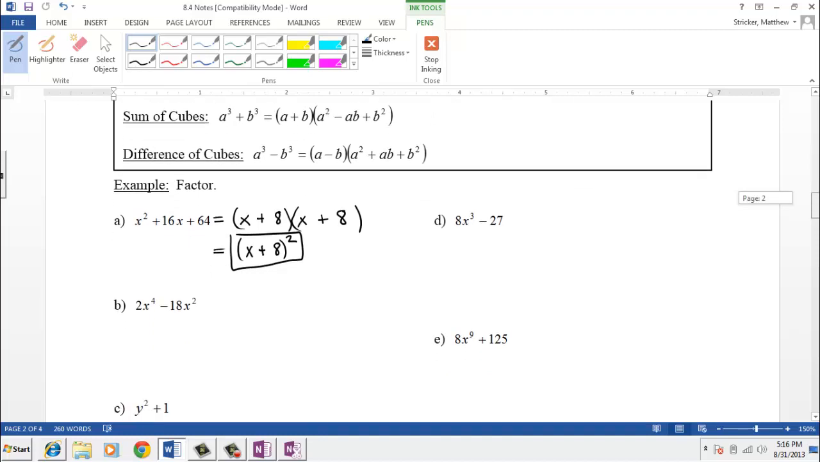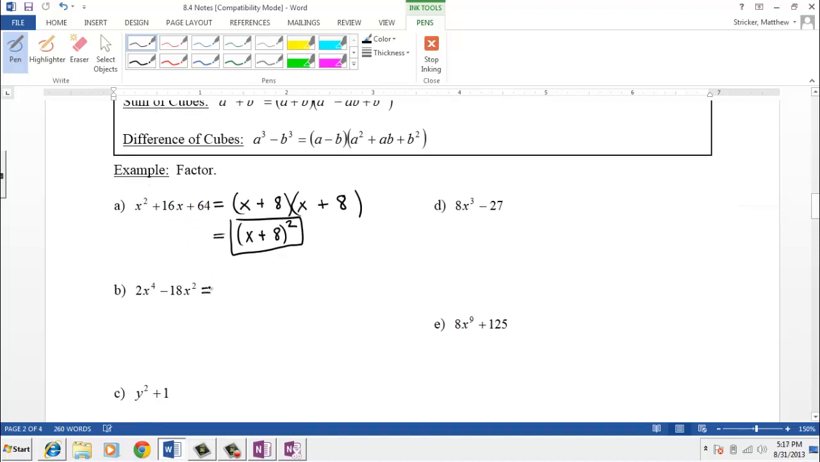If we look at example B, again we want to ask ourselves, can we pull out a greatest common factor? And in this case we can pull out a 2x squared. 2 goes into both 2 and 18, and x squared goes into x to the fourth and x squared. Now 2x squared, we need to multiply x squared by x squared to get x to the fourth, and then in the second term we need a negative 9. Now, just like the last time we pulled out a greatest common factor, we're going to bring the GCF along for the ride, but we're going to now attempt to factor what's inside the parentheses.